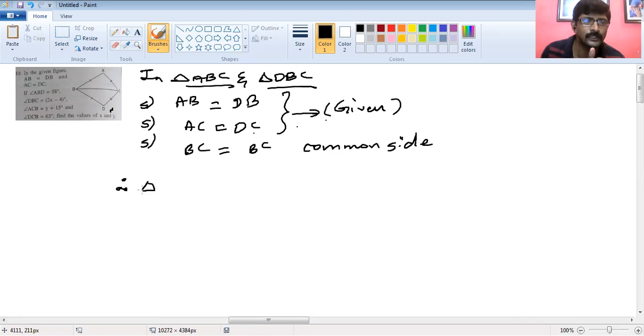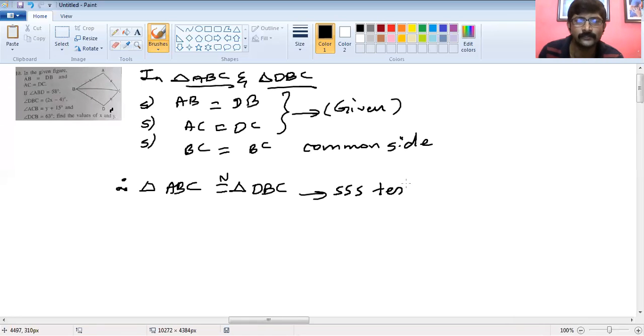Therefore, triangle ABC is congruent to triangle DBC. They are congruent by which test? By SSS test. Once you prove these two triangles are congruent by SSS test, students, what can we say? We can say that angle A is equal to angle D. Therefore, angle A is equal to angle D.